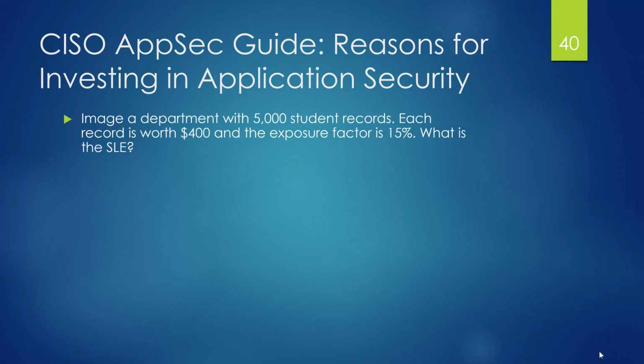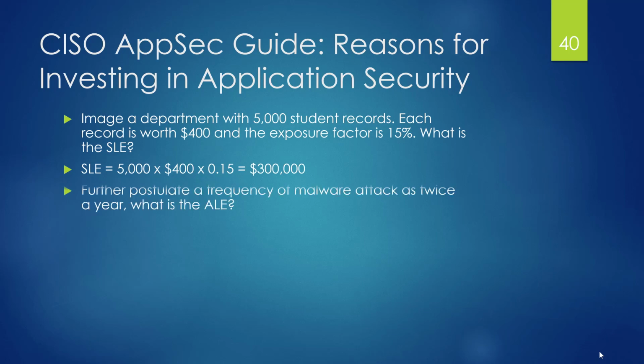As you're doing that, here's an example. You've got a department with 5,000 student records out there. Each record is worth $400, and the exposure factor, which means how much of that $400 you're supposed to lose, is 0.15. You should be able to calculate your SLE pretty straightforwardly: 5,000 times $400 per record times 0.15 equals $300,000. Okay? And then, if you're going to have an attack twice a year, what's your ALE? It's $300,000 times 2, which is $600,000.